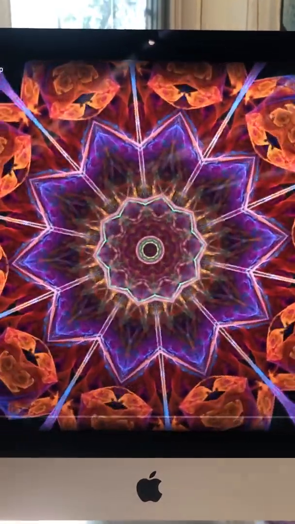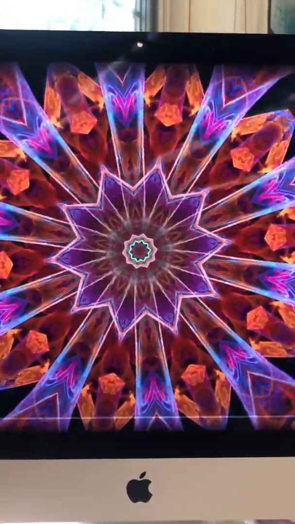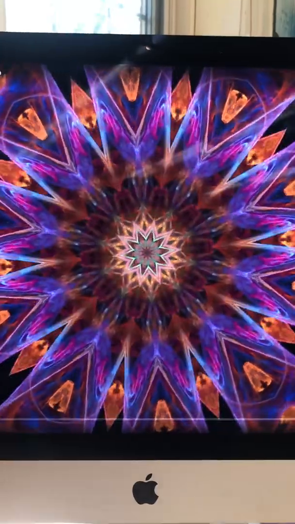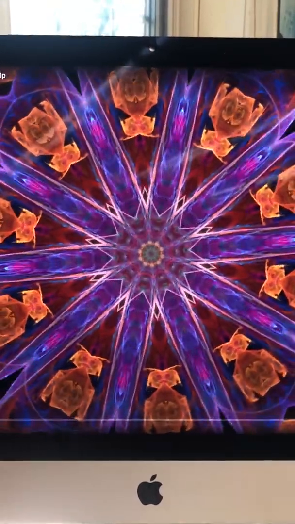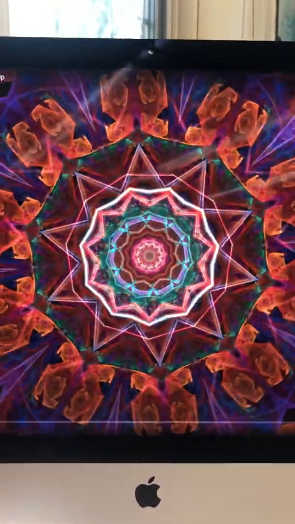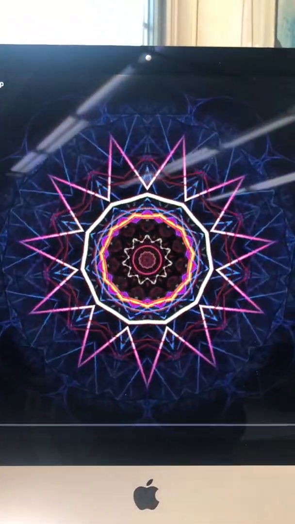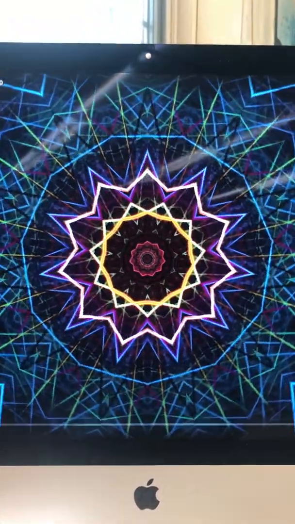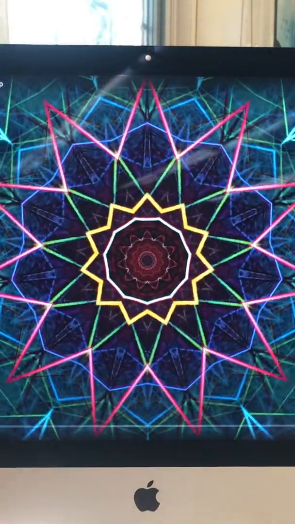Everybody. Today we're going to be talking about balance. There are three types of balance. Right here we're looking at radial symmetry, which is a type of balance where everything comes out from the center on a central axis or from a central point.